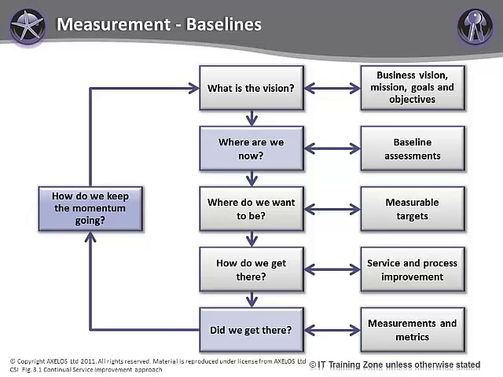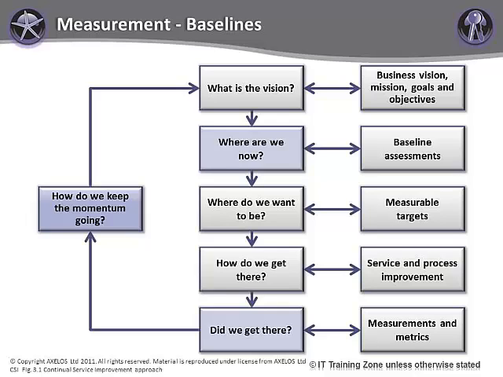The diagram on screen is the continual service improvement model we studied in Lesson 3. Let's look at it in the context of baselines. Before you start identifying and making improvements, you need to identify the starting point. In other words, the "where are we now" step. This will be in terms of the services we deliver and the health of the organization that delivers these services.